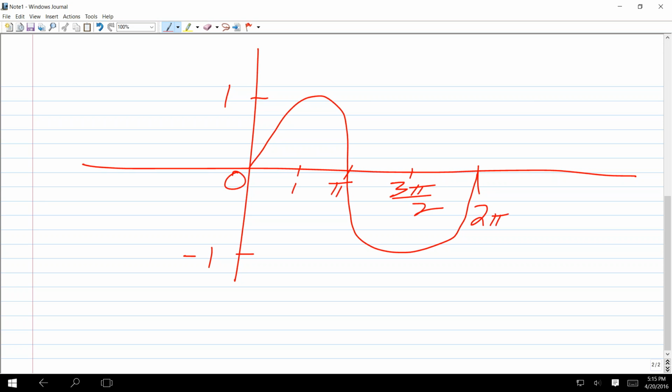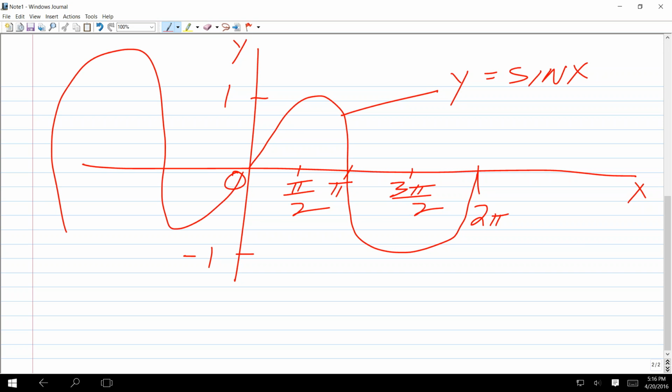What's the sine of pi over 2? The sine of pi over 2 is... read it off my graph. It's 1. Correct. What's the sine of 3 pi over 2? -1. Correct. And I've only drawn one period of this. It's important to understand that it does go on forever in both directions.